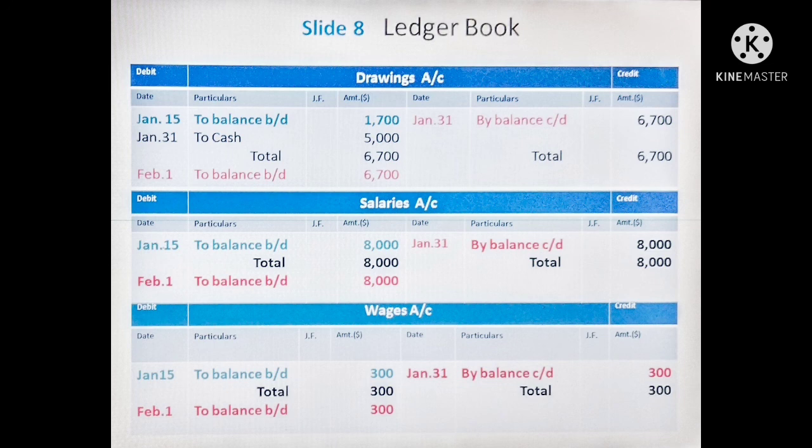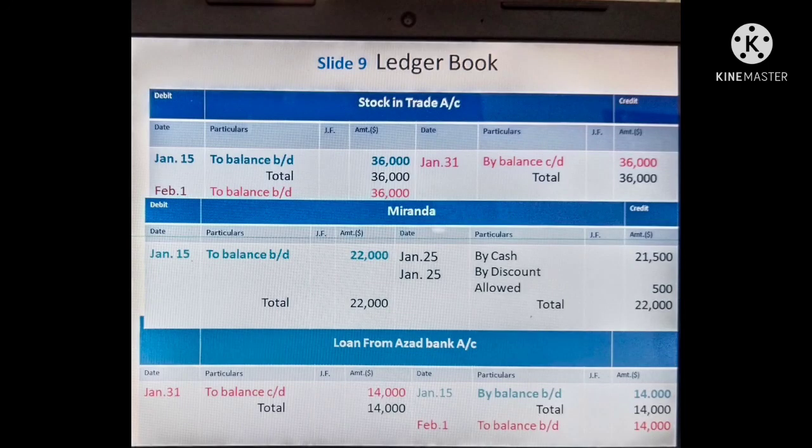In salaries account, there is an opening balance in debit side January 15 of $8,000. No further posting during this period, so same is the balance. It is brought down to February 1 in debit side. Salaries account has a debit balance. Wages account, opening balance is $300 debit side, no further posting, so balance is brought down to debit side on February 1, $300. In stock in trade account, there is an opening balance in debit side on January 15 of $36,000. There is no further posting, so the same balance is brought down to February 1 in debit side.